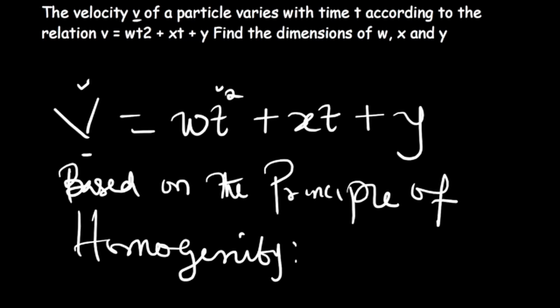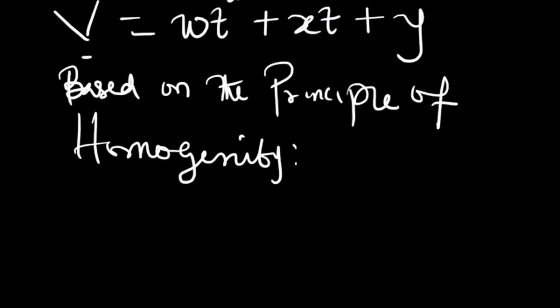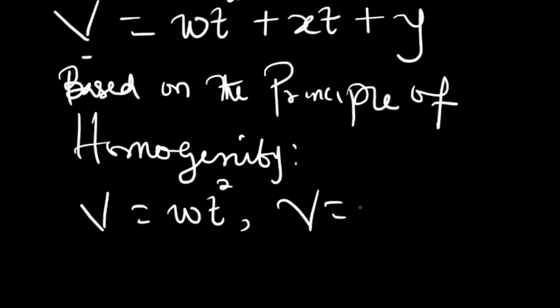Okay, so based on the principle of homogeneity, we can easily equate everything to v since both sides are equal, right? So we say v is equal to wt². The same v is equal to xt, and then lastly, the same v is equal to y, based on the principle of homogeneity.